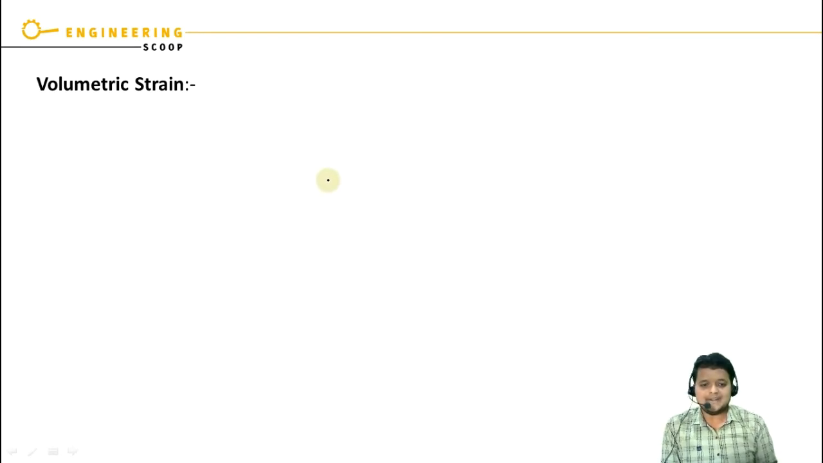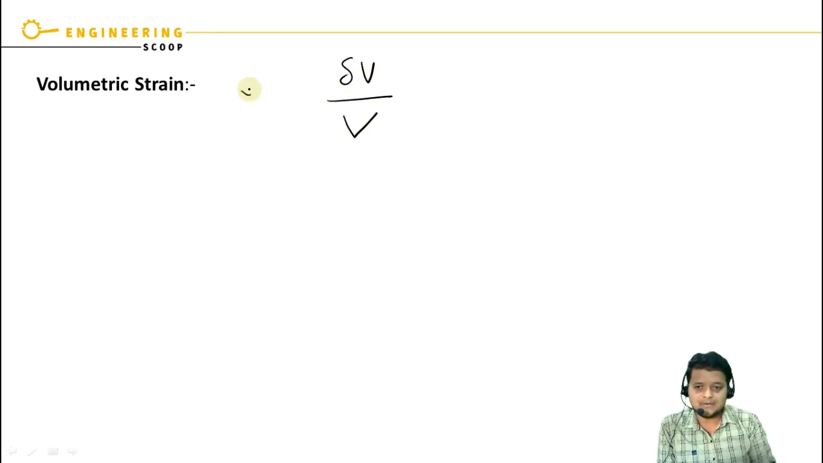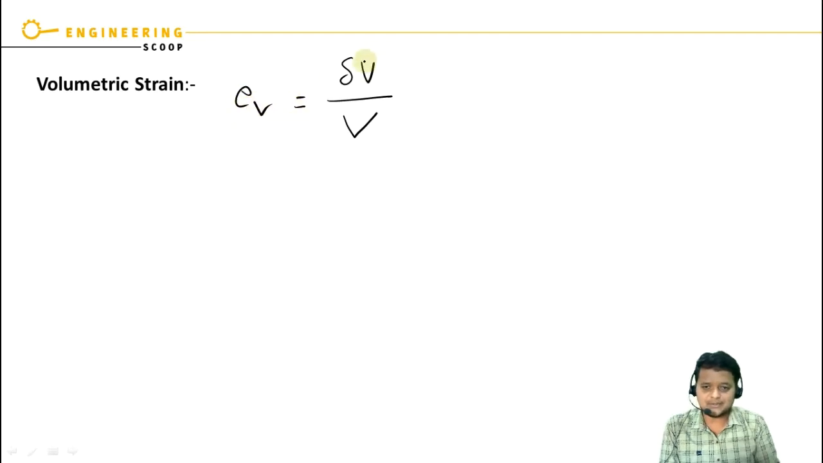So volumetric strain. Volumetric strain is nothing but the ratio of change in volume to the original volume, and it is denoted by EV. It is denoted by small e.